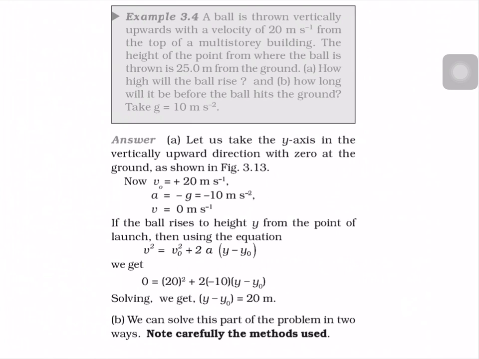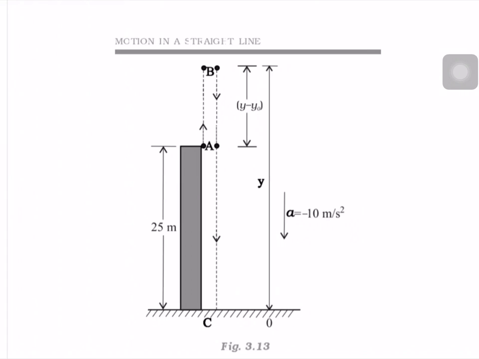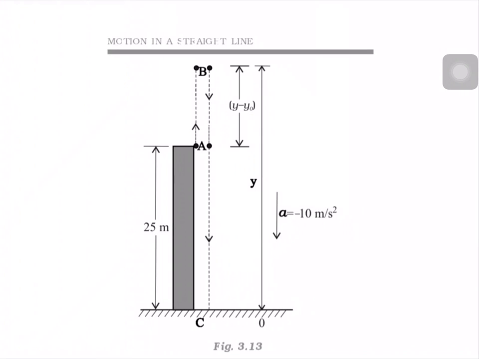So let us take the y-axis in the vertical upward direction with 0 at the ground, as in the diagram. See the diagram. We throw the ball from point A to B, but A is at a distance of 25 meters from the ground.